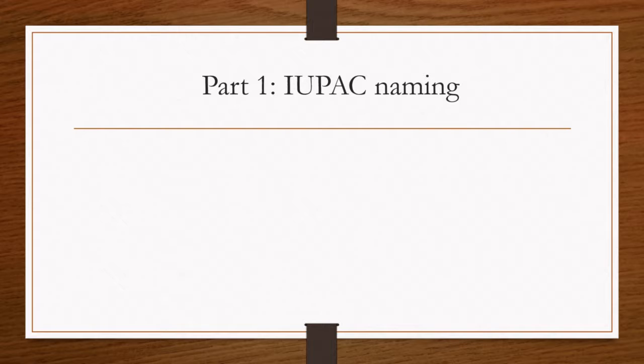Part 1. IUPAC naming. IUPAC is a worldwide naming system used for chemical compounds. Part 1 requires the correct naming of compound Z. Initially, compound Z has been given to us in its skeletal formula.